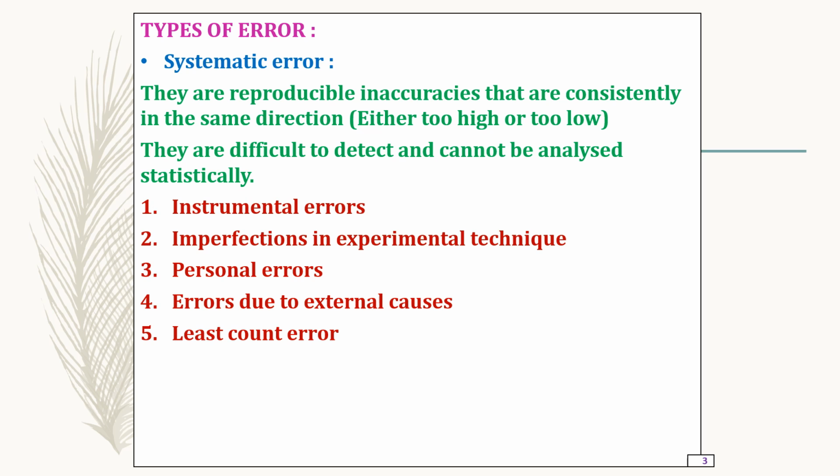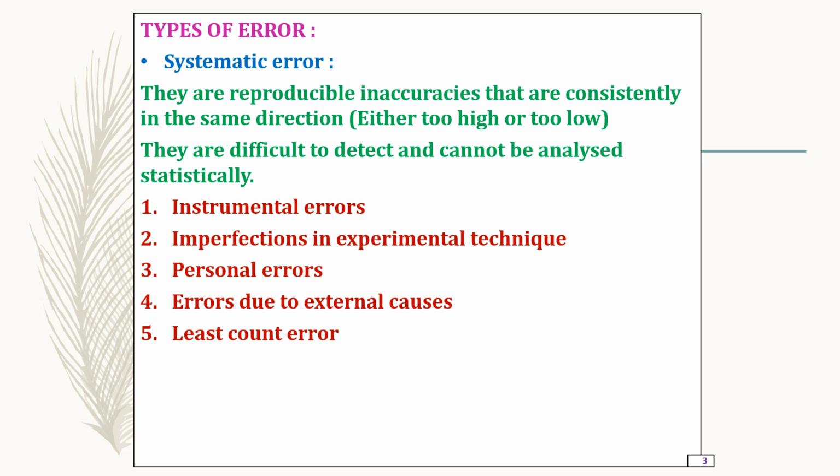The first one is instrumental errors. When an instrument is not calibrated properly at the time of manufacture, instrumental errors may arise. So the errors can be corrected by choosing the instrument carefully. The second one is imperfection in experimental technique or procedure. This arises due to the limitation in the experimental arrangement. This error can be overcome by applying corrections.